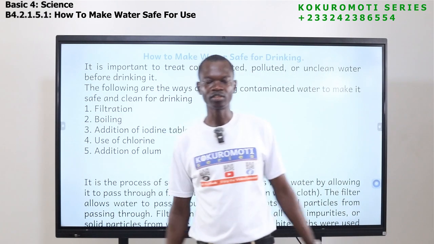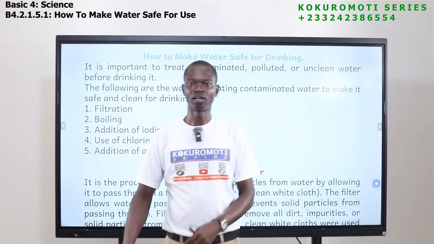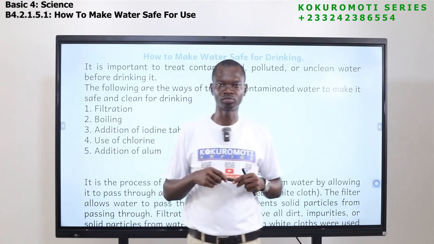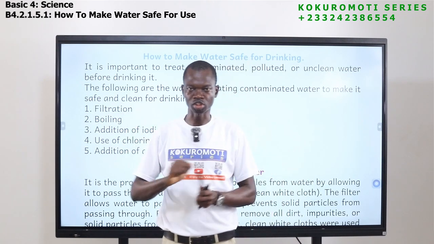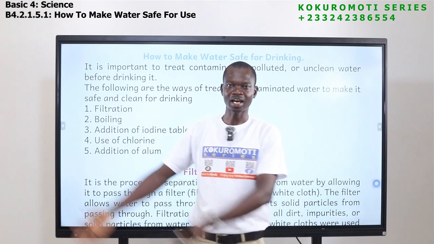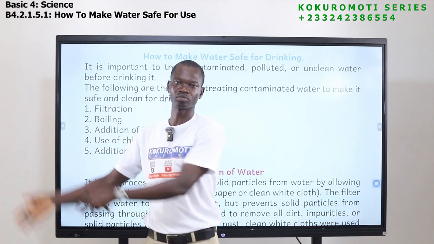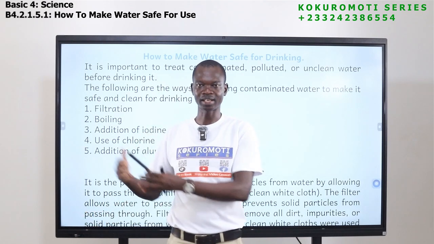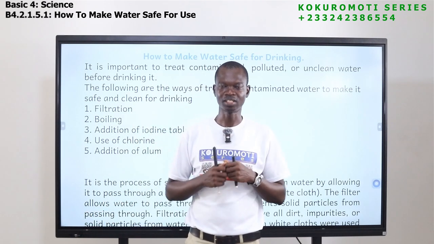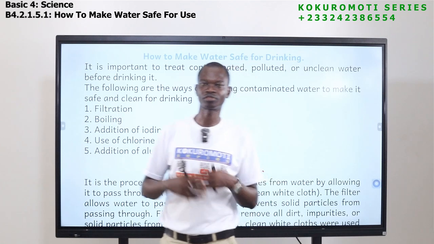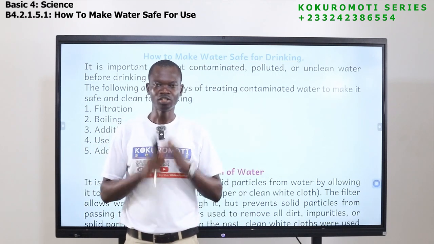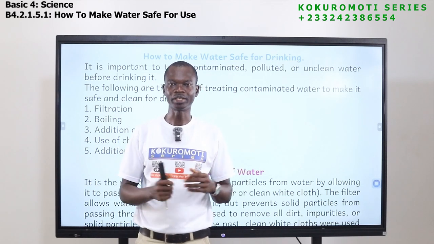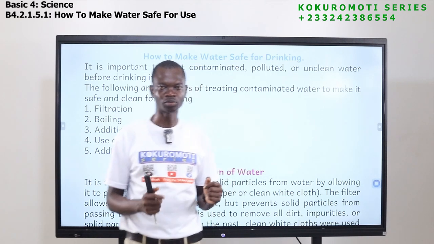So if you have water, let's say you fetch water from the river and you want to drink it, you know very well that people go to the river to swim. Others go there to wash. When they wash, the wastewater flows back to the same river, so it pollutes the water in the river. So if you fetch water from this place and you want to use it for cooking, for bathing, for drinking, you need to treat the water. And what are some of the things that you can do to make the water clean for use? That is what we are looking at.